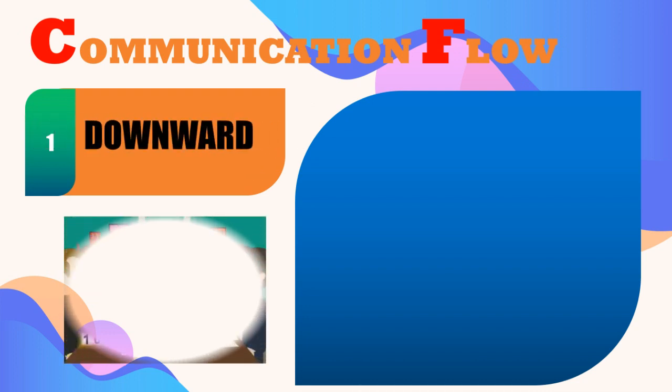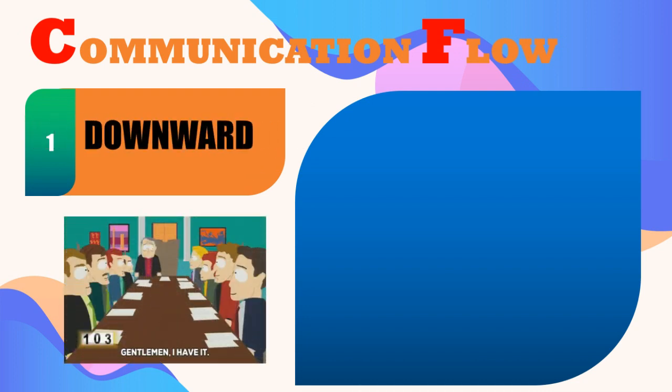In the downward communication flow, what are the forms of communication used by the managers or the superiors to communicate with the lower levels? So we have here the forms of communication that they are using.